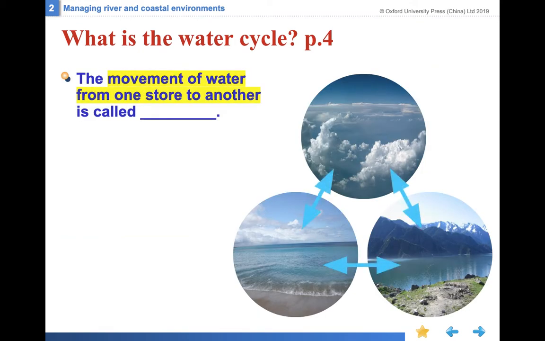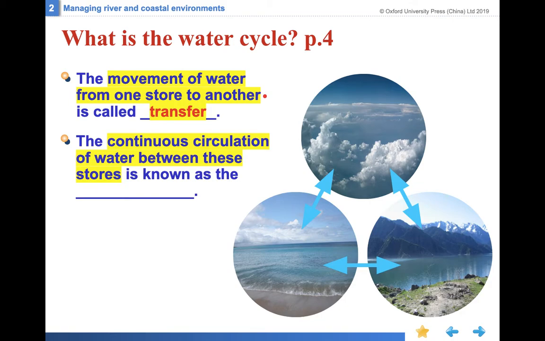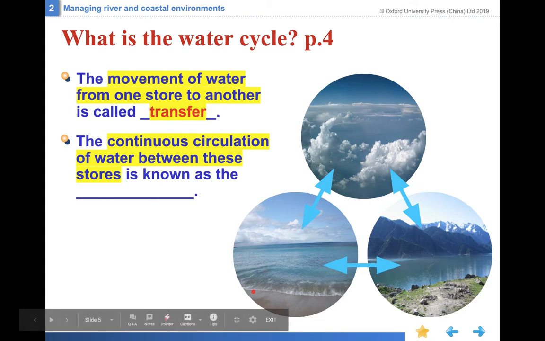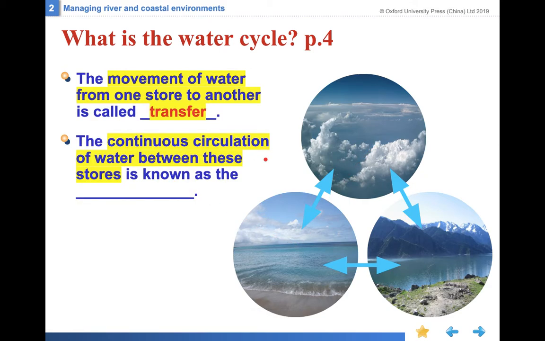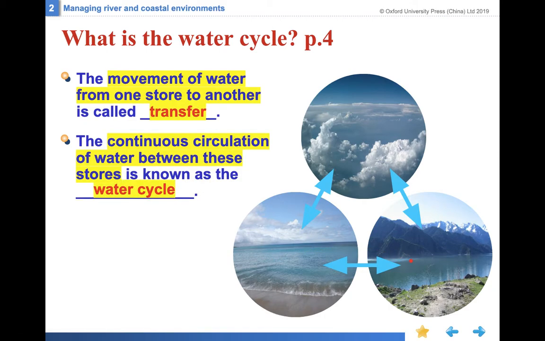So please highlight the definition on page 4. The water cycle is actually about the water moving from one store to another. This is what we call the transfer of the water, the movement. So they are traveling or moving to different places. This continuous circulation of the water between different homes or different stores is known as the water cycle. So this is the definition of the water cycle.